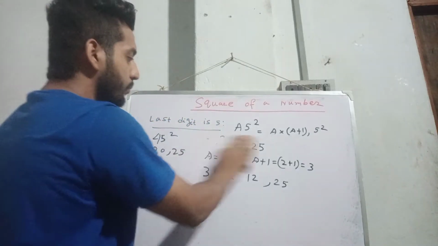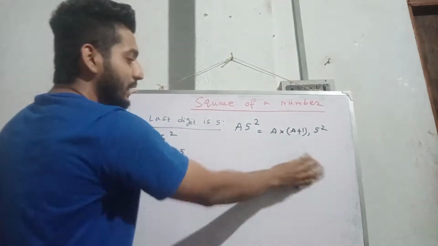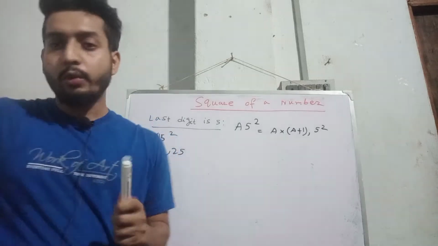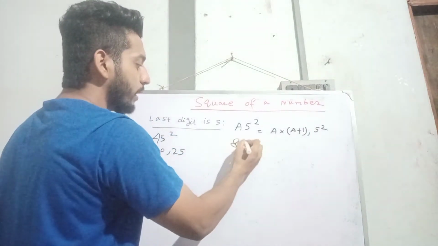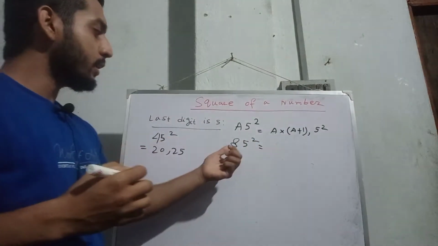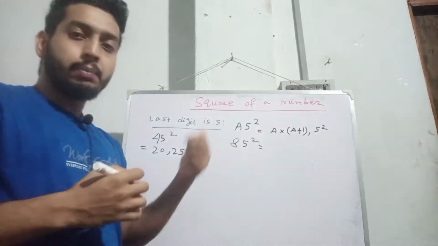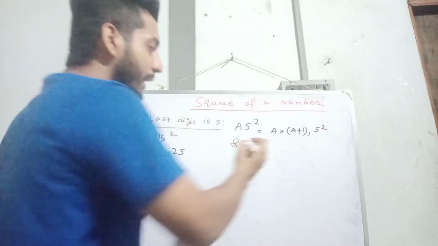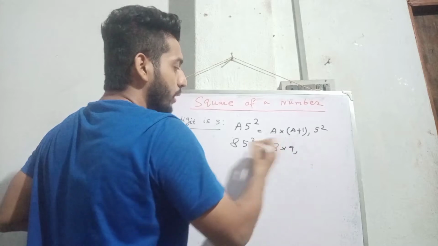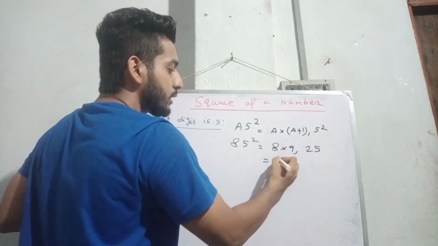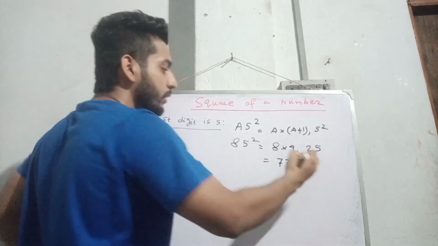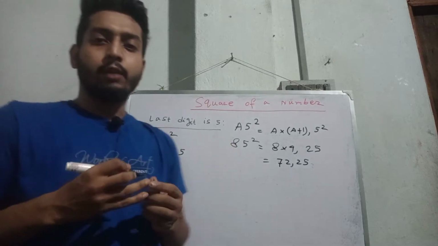Suppose, for example, what will be the square of 85? To find the square of 85, we can see here a is 8, so a plus 1 will be 9. So 8 into 9 comma 5 square is 25. So 72 comma 25 is the square of the number 85.